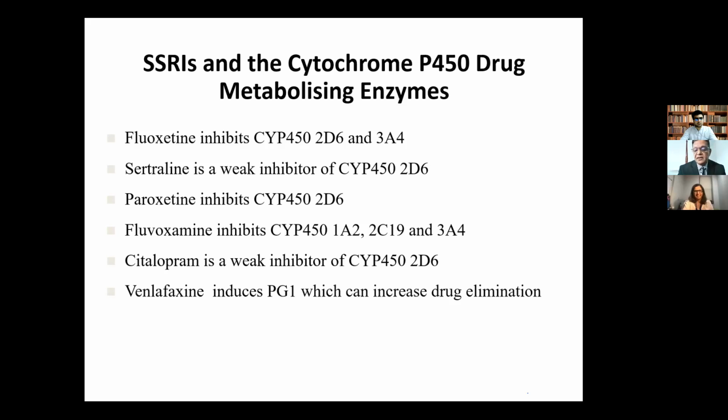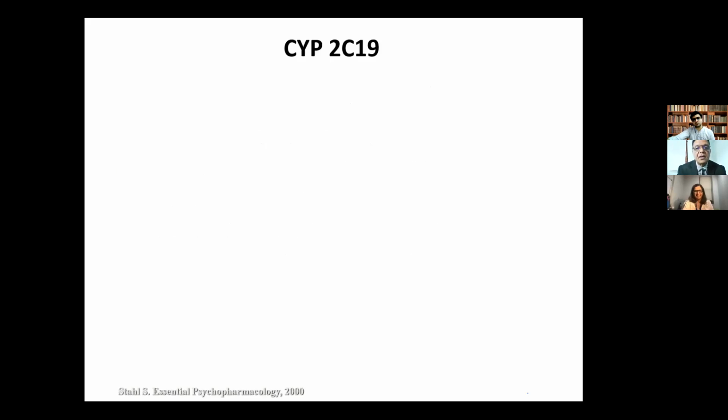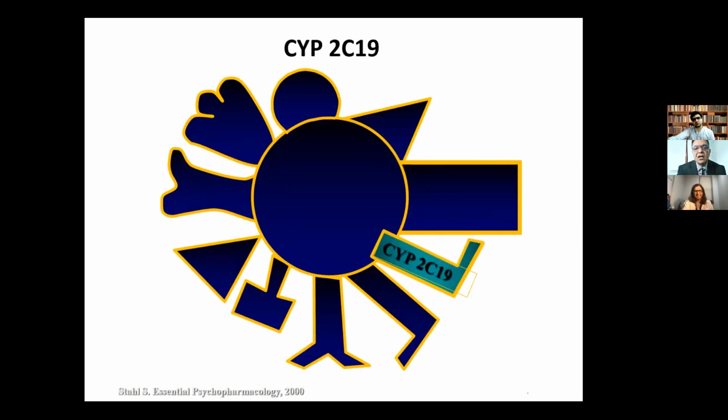Venlafaxine is an SNRI, but since this slide is here, we can talk about this later. Okay, so let's talk about 2C19. I already told you about some of the things which are going to be shown by this cartoon, but the visual memory is a little bit better, so you might remember this a little bit better.